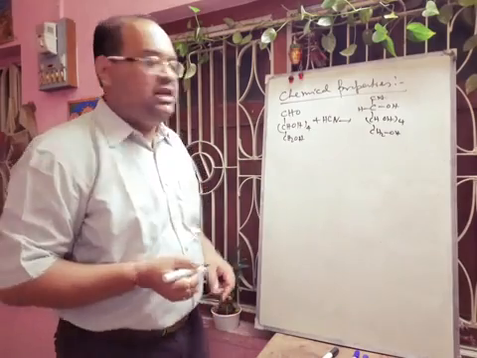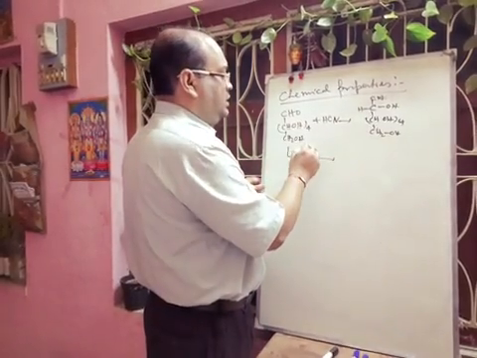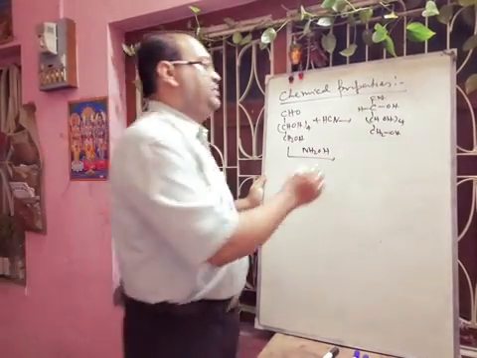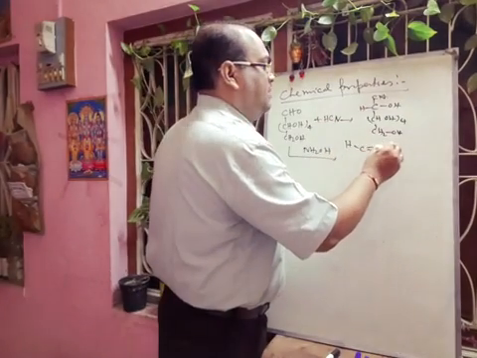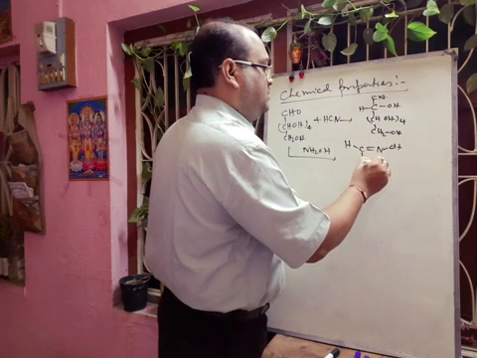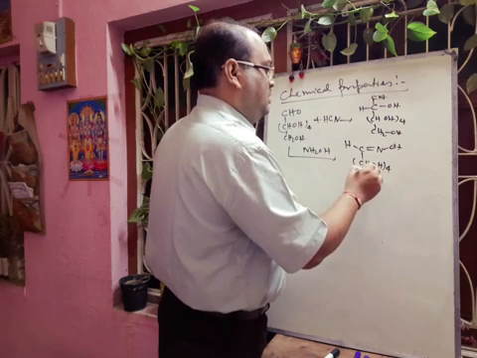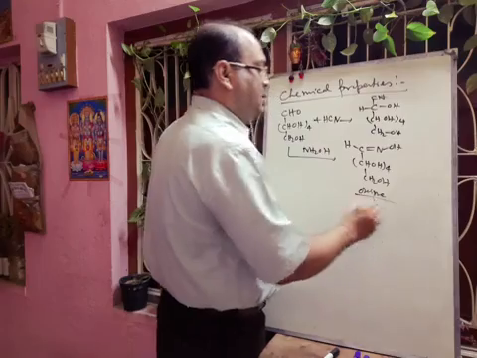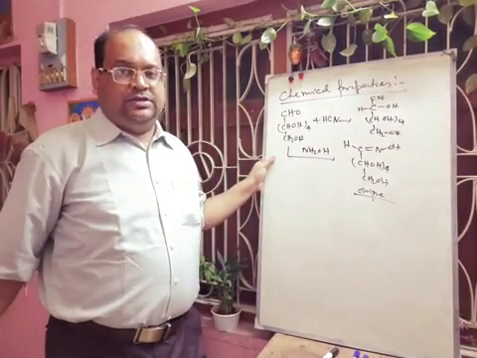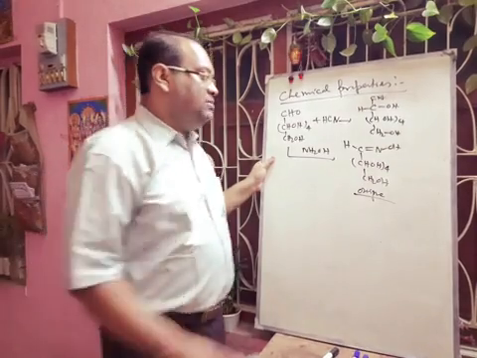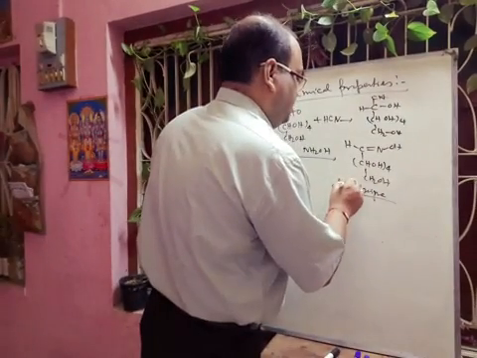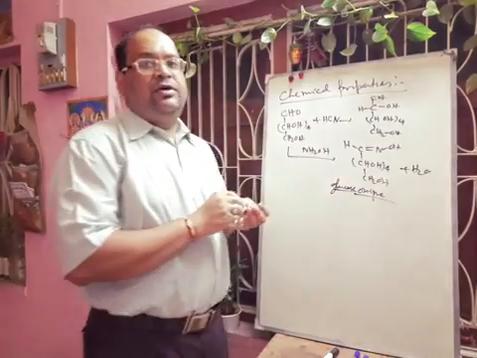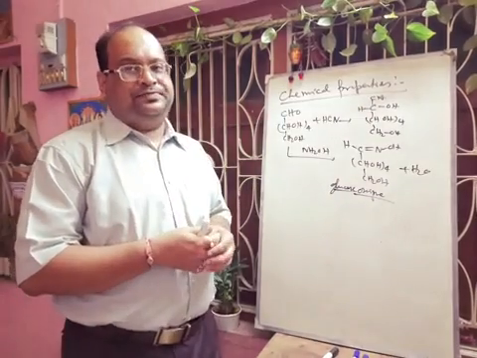Then the reaction with hydroxylamine. So this will react with NH2OH, and there will be formation of oxime. It will form HC=NOH with the same (CHOH)4CH2OH, and it is forming glucose oxime. With NH2OH it is forming glucose oxime, and there will be formation of H2O. Next, we'll discuss the oxidation reaction.